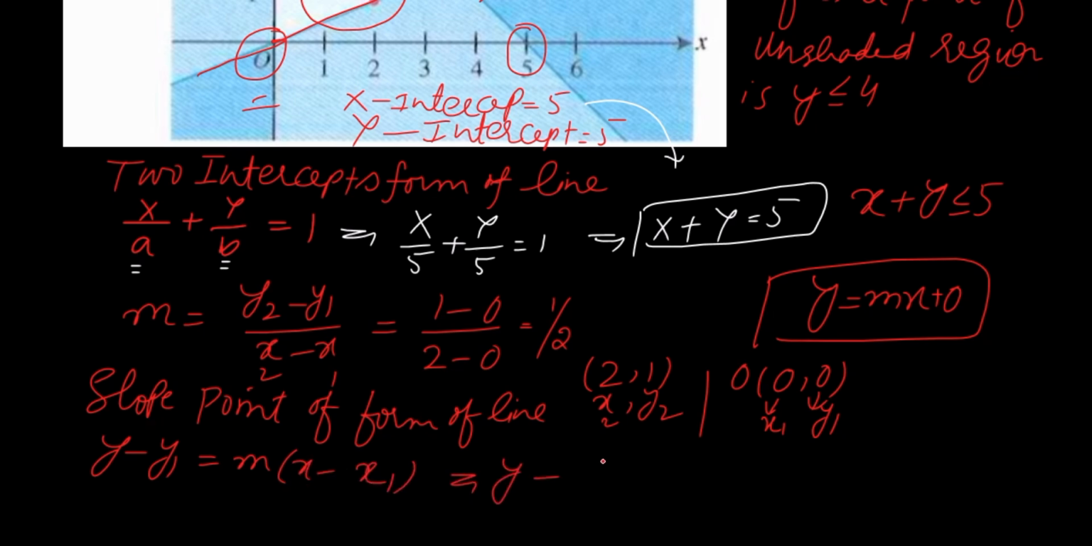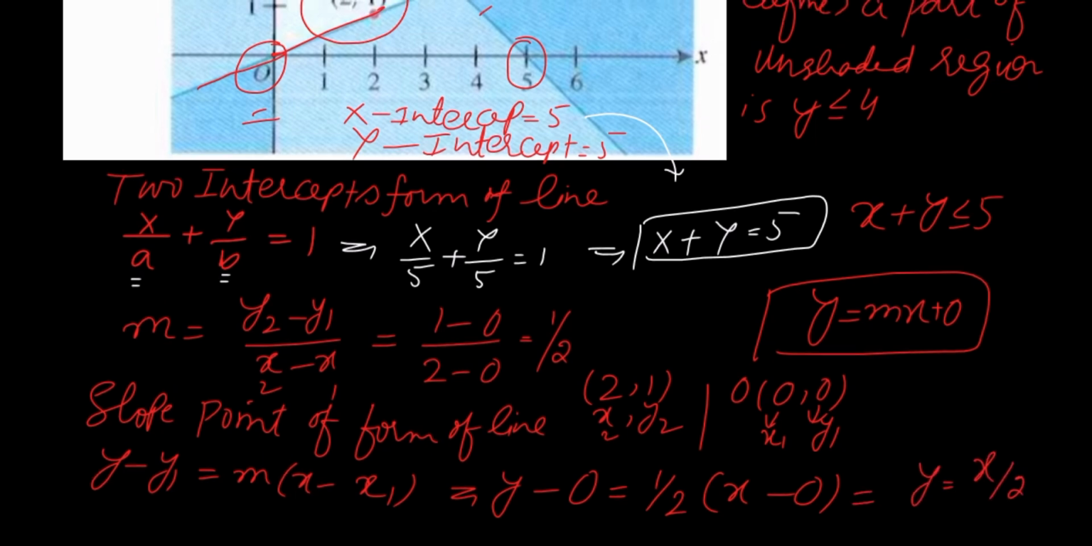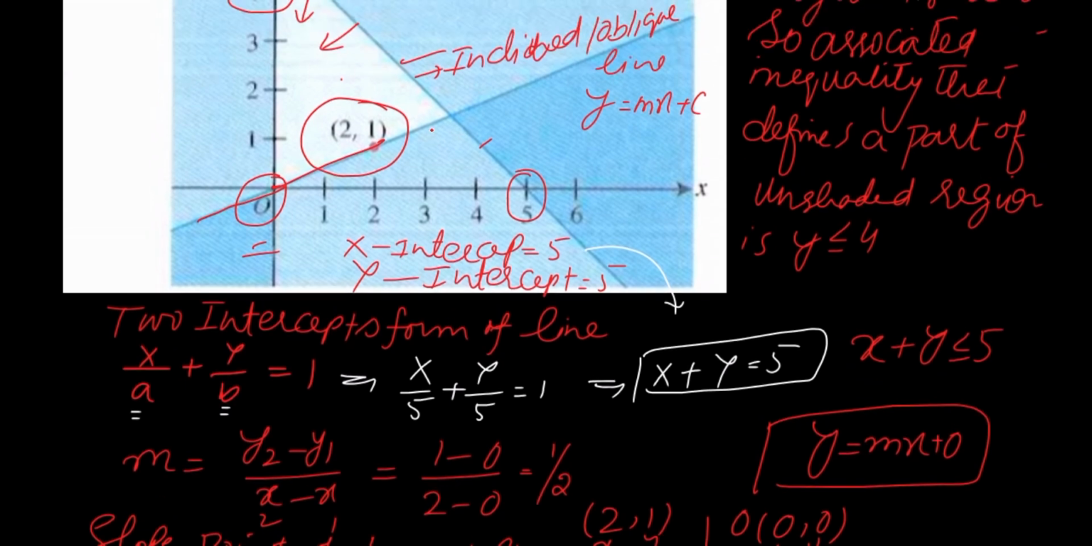What is y1? y1 is 0, slope is 1 by 2, x minus 0. So the required line is y is equal to x by 2. So the equation for this line is y is equal to x plus 2. As the unshaded region is above this line, the associated inequality is y greater than or equal to x by 2.